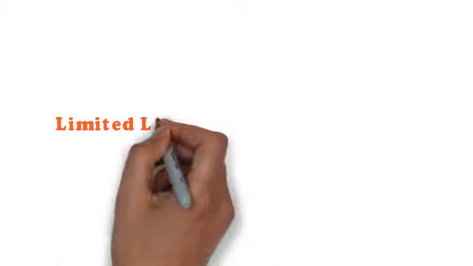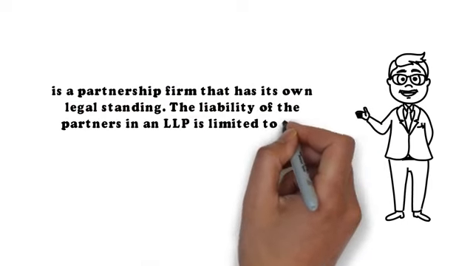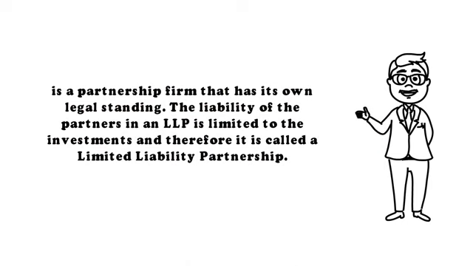3. Limited Liability Partnership (LLP) is a partnership firm that has its own legal standing. The liability of the partners in an LLP is limited to their investments, and therefore it is called a limited liability partnership.